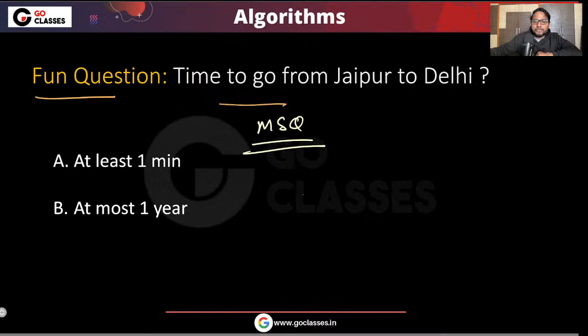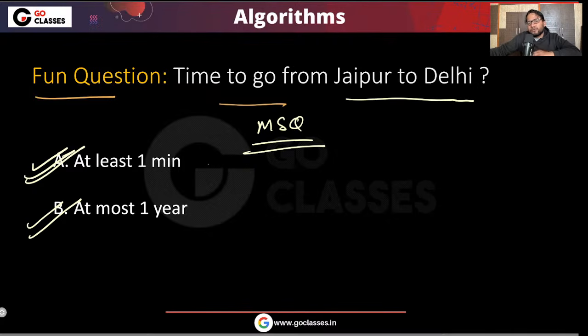Can you tell me which one is true? I think both are true. At least 1 minute you will definitely take. At most 1 year you will definitely take. So if someone asks you what is the time to go from Jaipur to Delhi, you will say both, right?